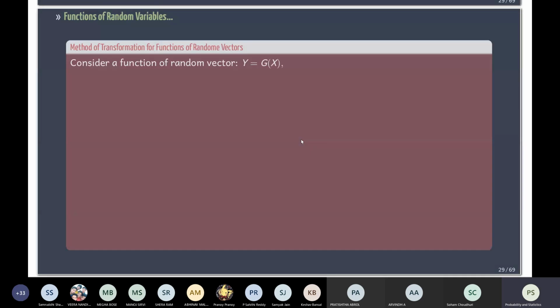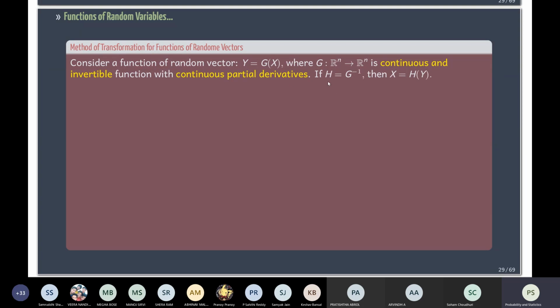We can also define functions of a random vector. Now X is a vector, some n-dimensional vector, where we assume that G is continuous and invertible. This is about the method of transform, and we can define it in the general case. Once again, we assume G is invertible and let that inverse function be H. Then X can be solved as H of Y.